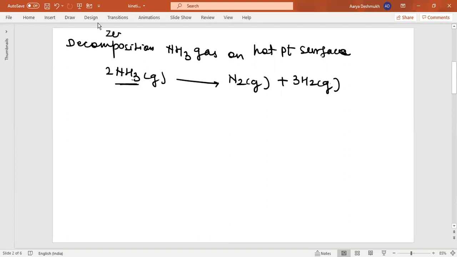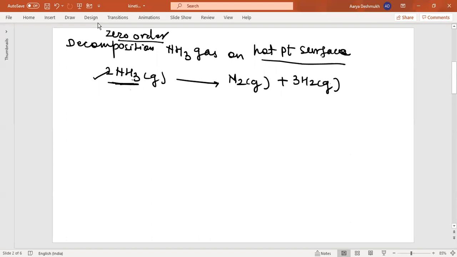Means why is this reaction zero order? Because it is occurring on the hot platinum surface. So whatever platinum surface is available, that much amount of ammonia molecules will react with that, whatever comes in contact with that, and that is why this reaction is independent of the concentration of ammonia here, and that is why the order of the reaction is zero.